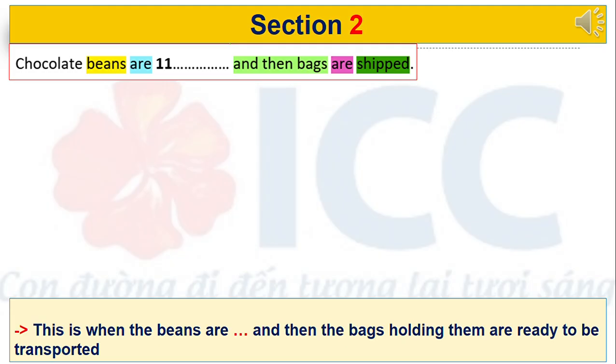The pulp and seeds are then piled in heaps, placed in bins or laid out on grates for several days. During this time, the seeds and pulp undergo a process called sweating, where the thick pulp liquefies as it ferments. The fermented pulp trickles away, leaving cocoa seeds behind to be collected. This is when the beans are harvested, and then the bags holding them are ready to be transported.